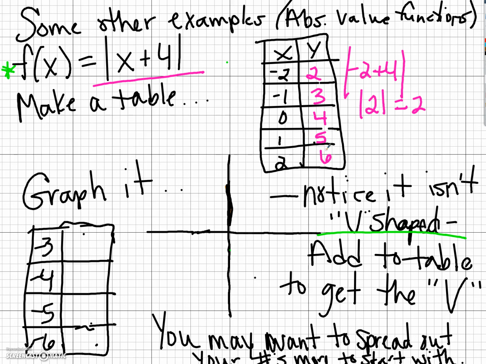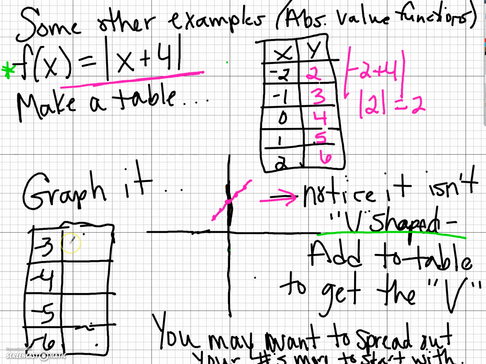Okay, when I graph that, we're going to go to -2, 2, -1, 3, 0, 4, 1, 5, and then 2, 6. You will notice it is not V-shaped, which means it looks linear at this point, but from this equation we know it can't be linear. So what we want to do, since we're on this side of the equation, we want to find where this side is. So we're going to have to add to our table to get the V.